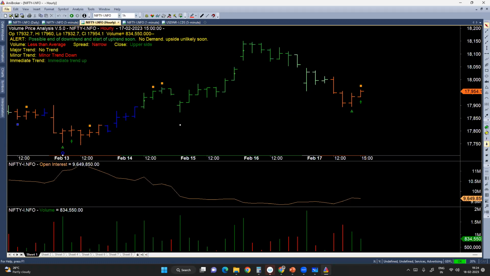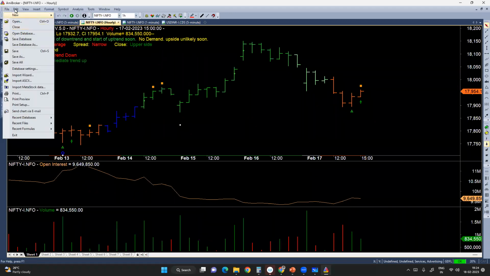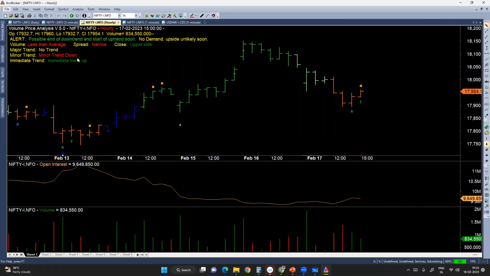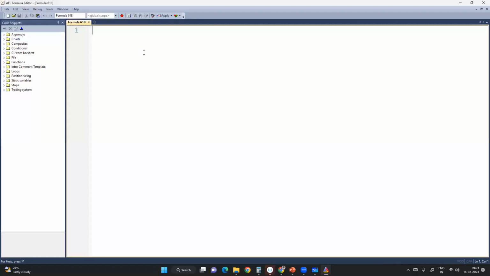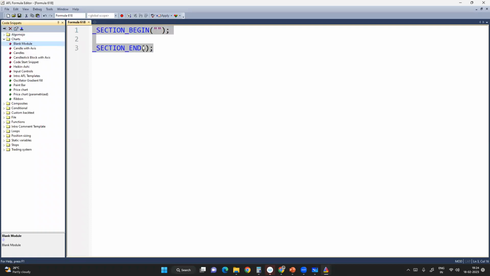Now let me write a simple strategy over here. I'll go to File, New Formula. Amibroker supports a formula language called AFL, Amibroker Formula Language. It always begins with section begin and section end. Each line ends with a semicolon and is called a statement. All right. I'm going to give a strategy name, a simple Donchian trading system.